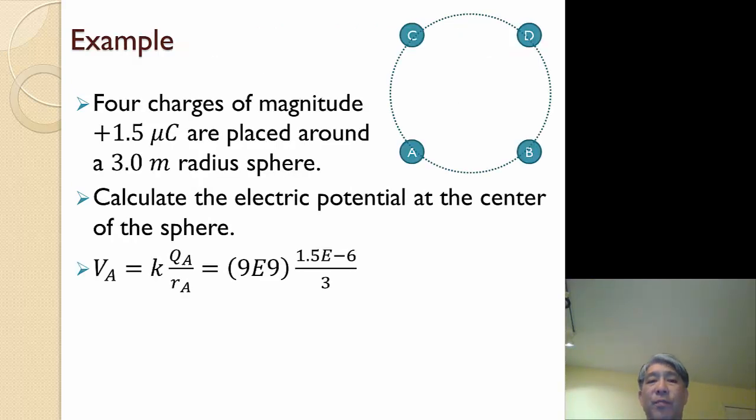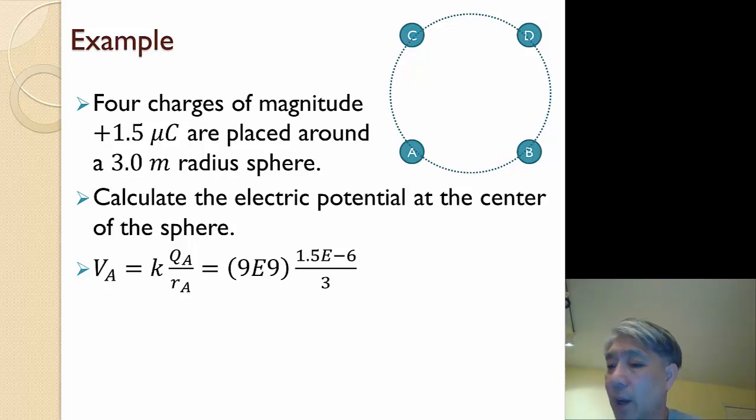I have 4 charges of magnitude 1.5 microcoulombs placed around a 3-meter radius circle, and I ask you to calculate the electric potential at the center of the circle. Since my radius is 3 and it's a circle, the distance for all of them is the same. It's 3 meters. The potential from one of them is going to be the same as the potential from each one of them. So the potential from one is KQ over R, or 9 times 10 to the 9th times 1.5 times 10 to the minus 6, divided by 3 meters.